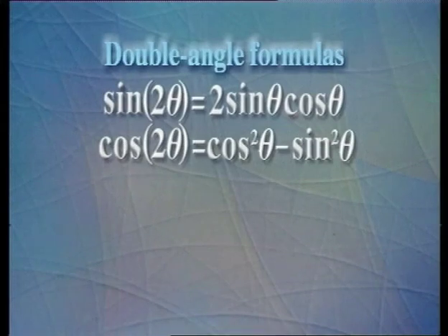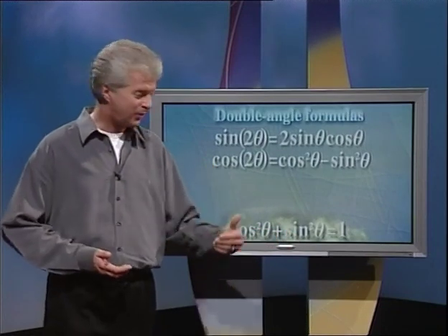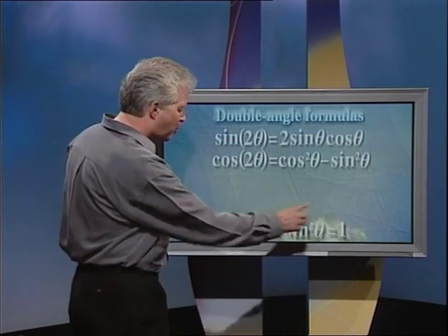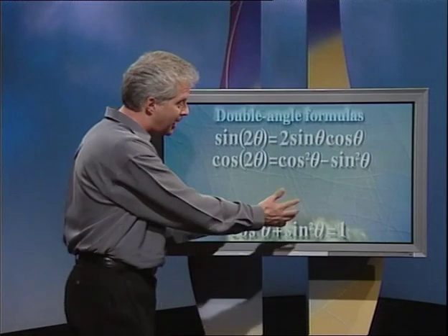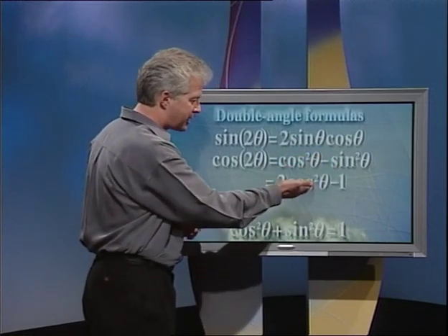And as it happens, there are more ways than one of expressing the cos 2 theta identity. You'll know that cos squared theta plus sine squared theta equals 1. Now that's just another way of writing Pythagoras' theorem: x squared plus y squared equals 1. And using this, we can write sine squared theta equals 1 minus cos squared theta.